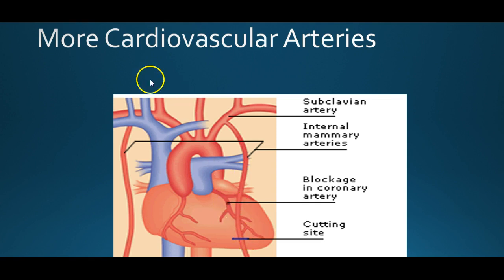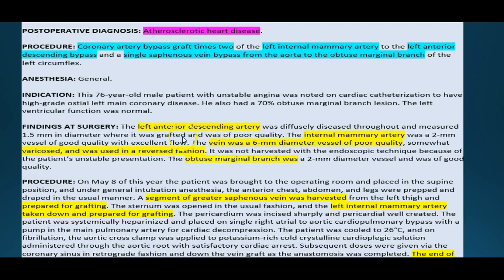So what we're going to do is go through the case, and we may have to come back and look at these pictures, so that we can have a good depiction of what happened. The first portion of the case that I want to discuss is the postoperative diagnosis. The postoperative is usually the same as the preoperative, and in this case it's pretty much the same. I highlighted in pink the postoperative diagnosis. That is atherosclerotic heart disease.